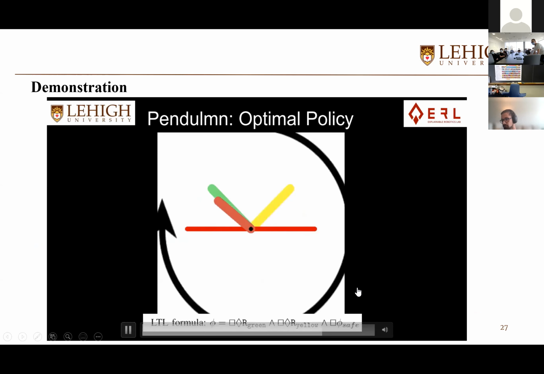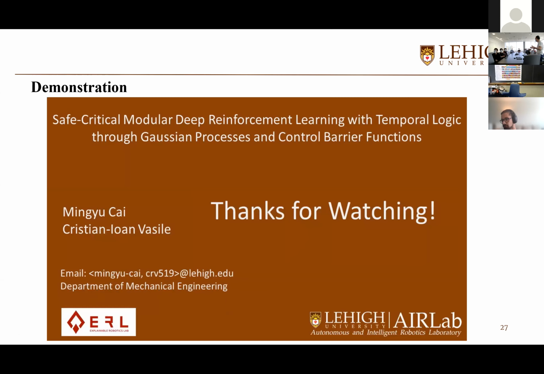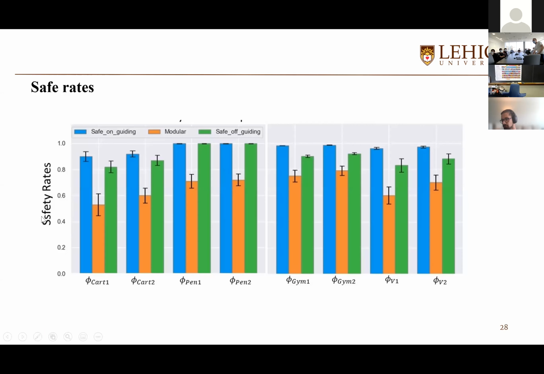Here we can see that in this environment, our algorithm can apply to the infinite horizon task and the finite horizon task with very stable, excellent performance, even though we use a neural network. The main contribution of this work is that I propose a modular DDPG architecture. And I compare the safety rates during the learning process. We can see that with safe learning with the guiding, we have a much higher percentage of guaranteed safety.